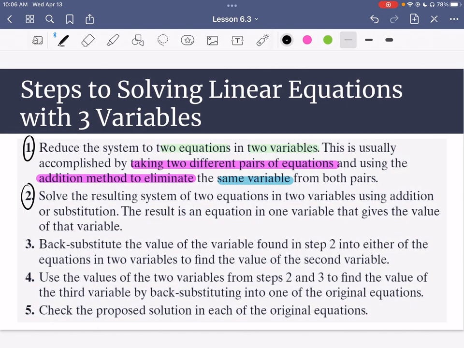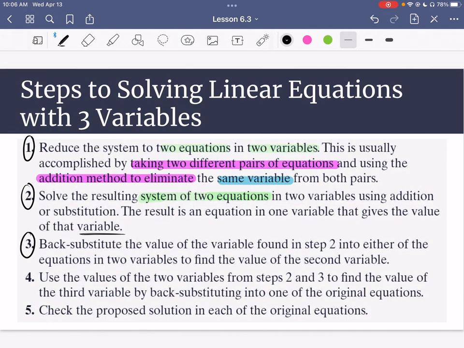Step number 2, when you have two equations now with just two variables, so you've eliminated one of them, then you can solve the resulting system of two equations. And you do that using addition for elimination or substitution method. So that we're going to be familiar with. Okay, the result of that should give you the value of one of your variables. So you should end up solving for x, for y, or for z.